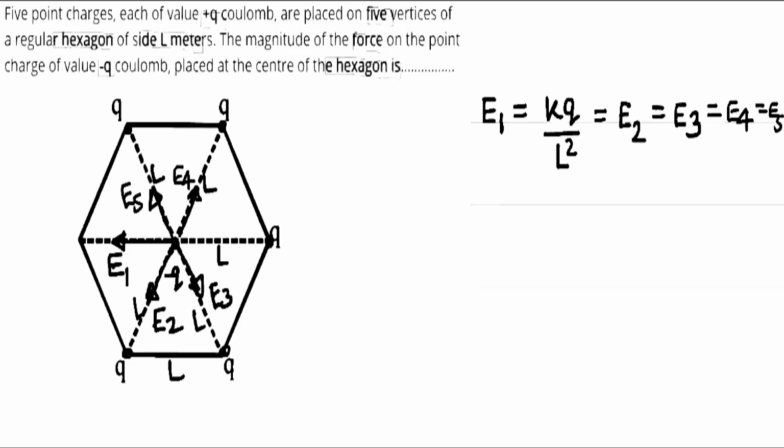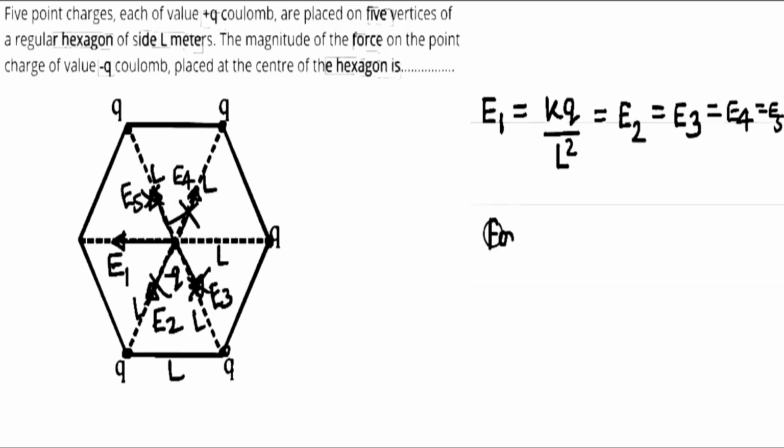Now if we talk about the direction, E2 and E4 both are opposite in direction and same in magnitude. So E2 and E4 will cancel each other. E3 and E5 both are equal in magnitude but opposite in direction. So E3 and E5 both will cancel each other. Now the only electric field present at the center is E1.